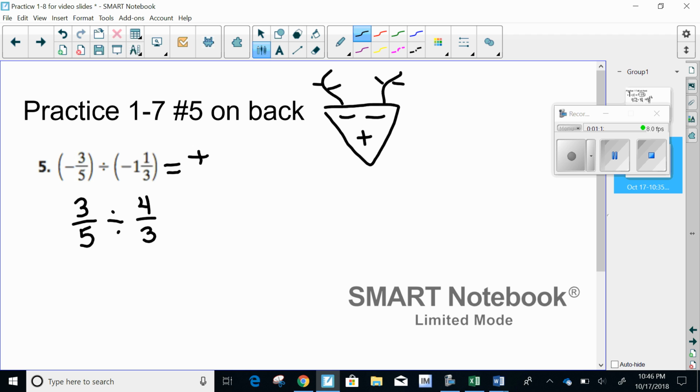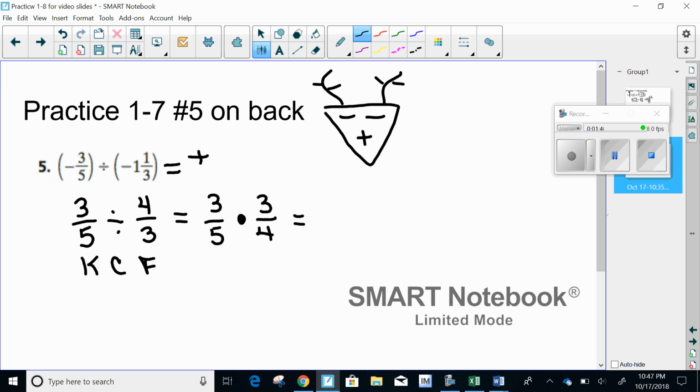Now back in probably 6th grade, you learned how to divide with fractions, and you may have learned something called keep, change, flip. Because dividing with a fraction is the same as multiplying by its reciprocal. So we're going to keep this 3/5. We're going to change the division to multiplication, and we're going to take the reciprocal or flip over that second fraction. So it's going to become 3/4.